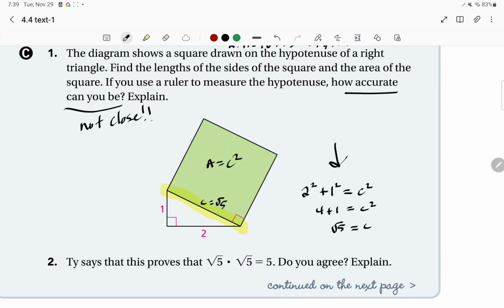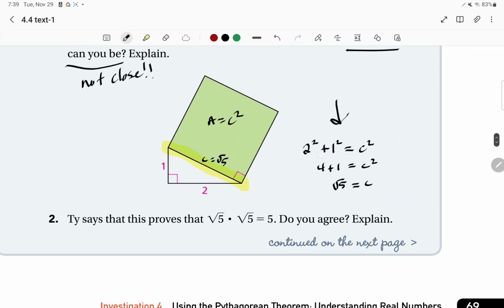not an approximation. So then on number 2, if you haven't done number 2, pause the video and try this on your own. It says, Ty says that this proves that the square root of 5 times the square root of 5 is equal to 5. Do you agree or not?